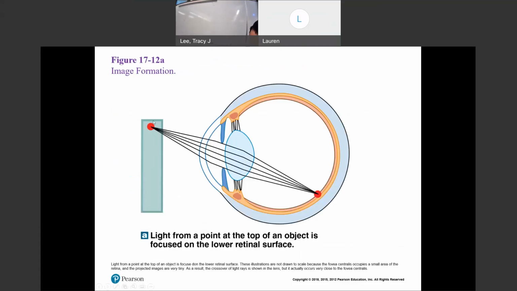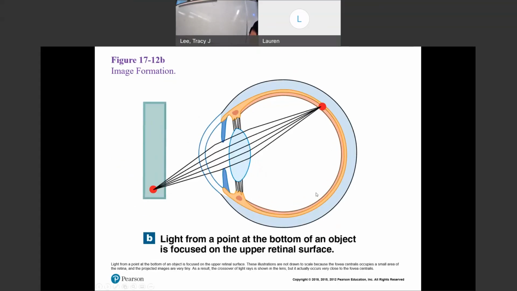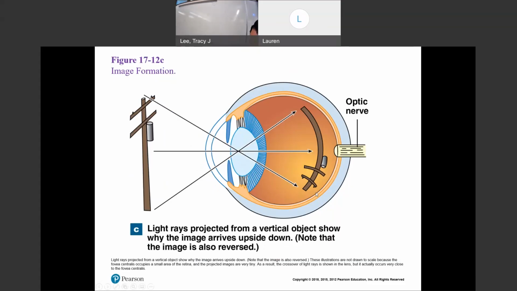So if you were looking, something here is actually hitting down here. So this is just kind of showing you it's the upside down point, and this end of the object would end up being more at this point up here, like that. So they flip upside down.